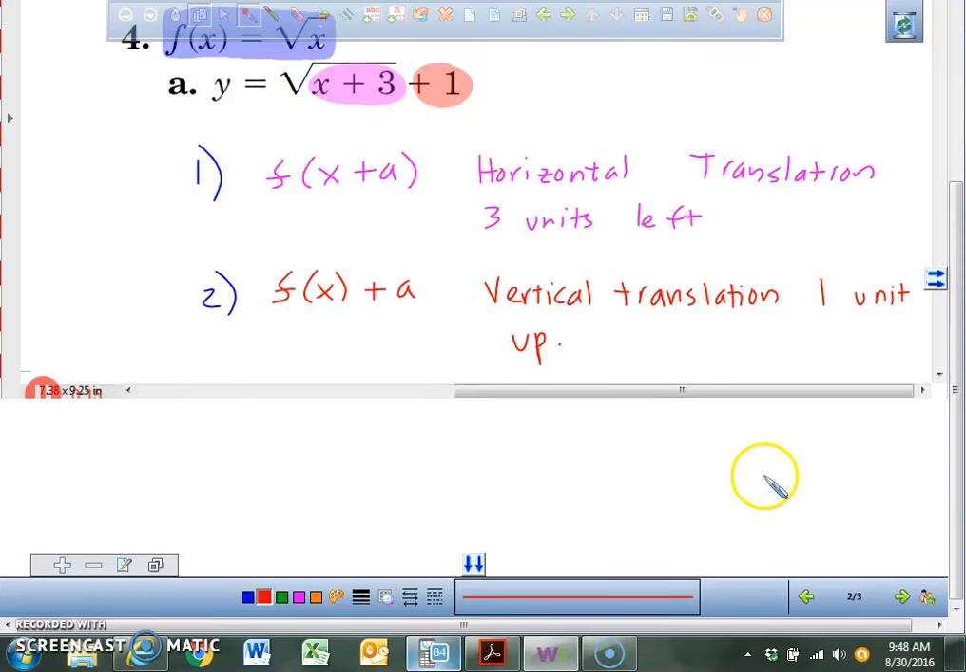So there's only 2 things happening in the graph. Students are pretty comfortable with these 2 particular types of translations. Horizontal, definitely vertical. Horizontal sometimes might be confusing whether we go left or we go right. Just remember, on this one, if you wanted to get back to 0, negative 3 plus 3 would get you back to your origin, your 0. Okay?